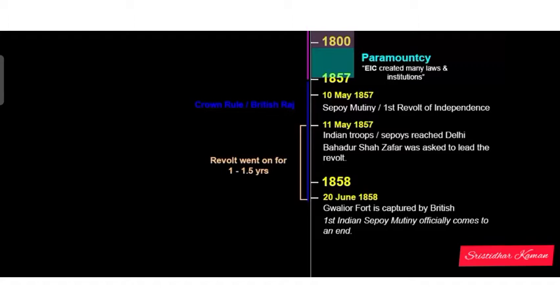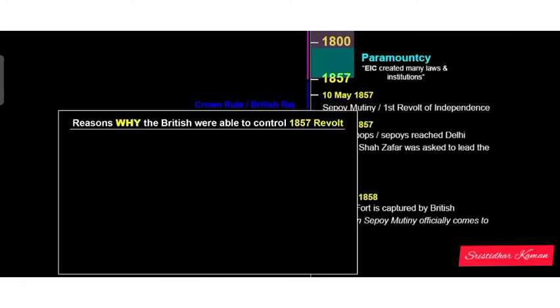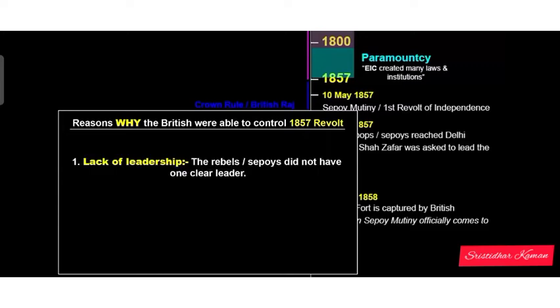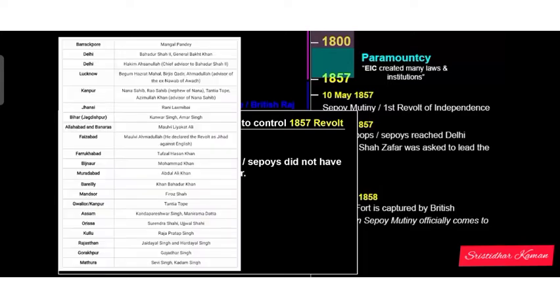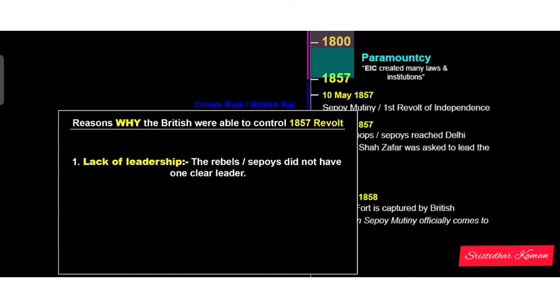Now I need to give you the reasons also why the British were able to control the revolt and defeat the rebels. The first reason is that the sepoys who revolted did not have one clear leader. As you saw the list, there were many of them. If you have so many leaders, it's difficult to formulate one single plan. They did not have a proper plan. So overall there was a lack of leadership.